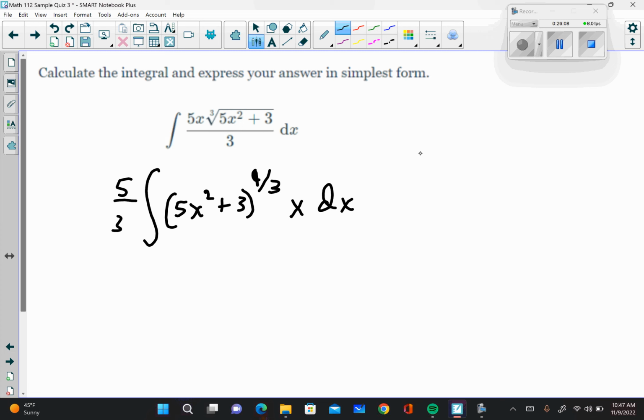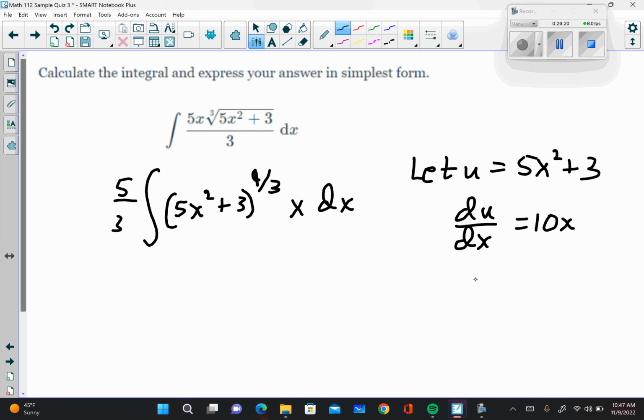So integration by substitution. Let u equal the stuff inside the parentheses, because the derivative of u with respect to x is 10x plus 0. So du equals 10x times dx. That means we need a 10 written here. This says x dx, but we need it to say 10x dx. Yes, you can just write the 10 in, as long as you also write 1/10. So 1 times 5 over 10 times 3.